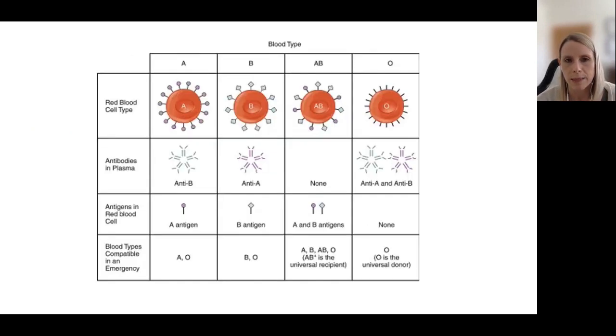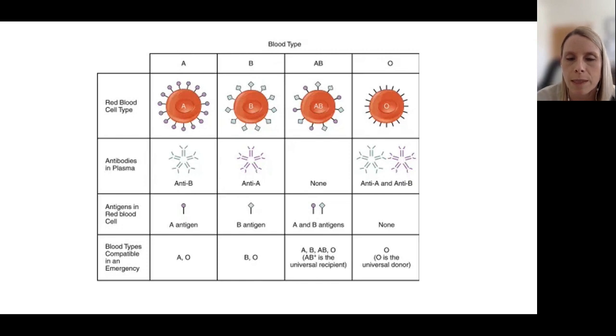So this is just all the blood types. So this is what I was explaining to you about the different antigens and antibodies on the blood types. And it's important to know this when we're thinking about our ABO incompatibility, because if we have a mummy with an O blood type, then we're more likely to see ABO incompatibility than if we have a mummy with an A or a B blood type.